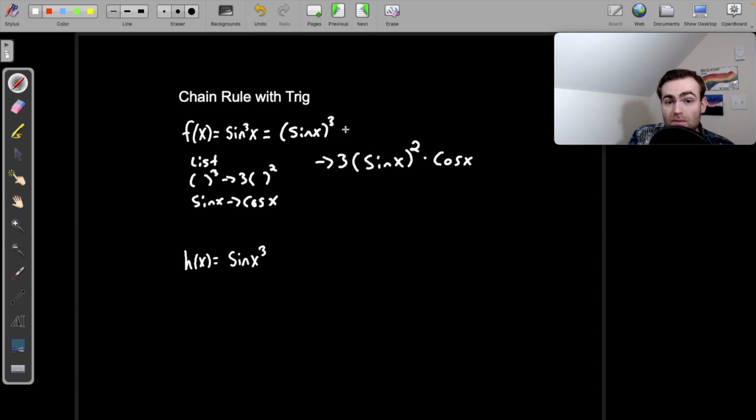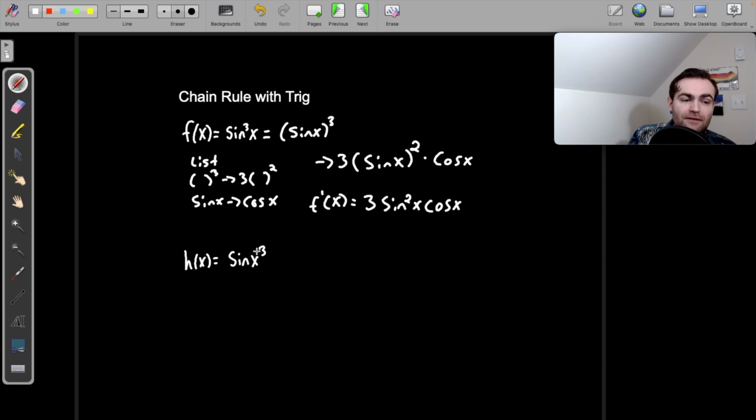We can clean this up a little bit to make it look a little bit nicer. So we can have that 3. We can make this look pretty again by doing the sine squared x, and then we can have that cosine x. And that would be the final simplified derivative.